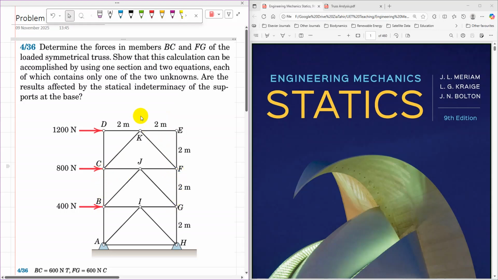This is a truss that is symmetrical in geometry, but the loading is unsymmetrical. We need to find the member forces BC and FG. Support A and support H are simple supports, or pin supports, so there are two reactions at each support. In total there are four unknown reactions.